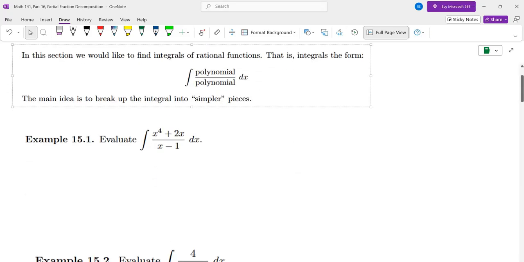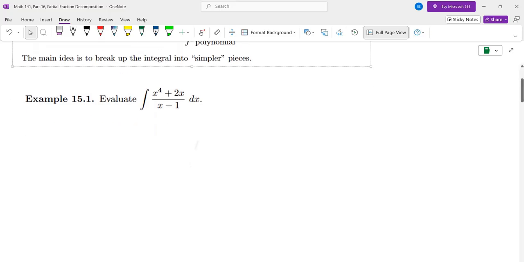I'm going to show you how we can evaluate these integrals with a few examples, and then at the end, I'll summarize the entire process. The first example is evaluating the integral of (x^4 + 2x) over (x - 1), and this is an indefinite integral.